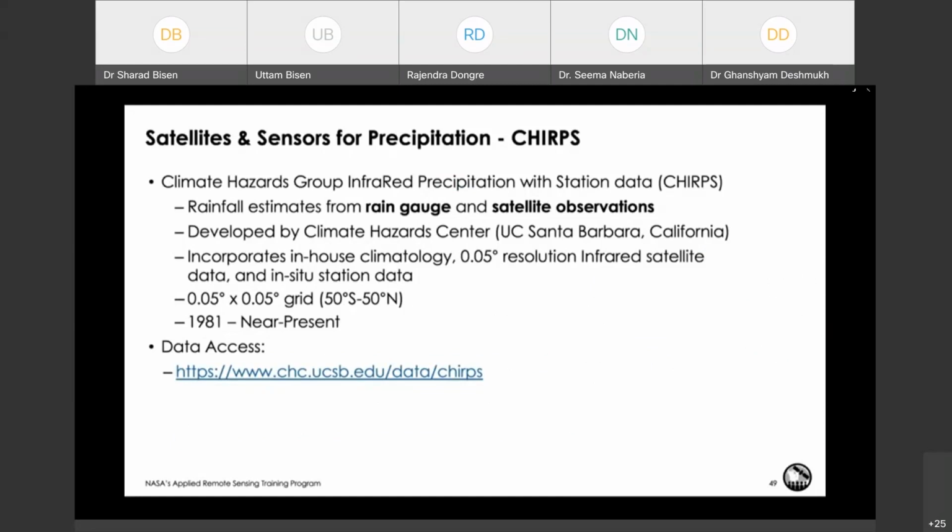The spatial resolution is 0.05 degrees from 50 degrees south latitude to 50 degrees north latitude, and rainfall estimates can be acquired from 1981 to the near present. Data can be accessed from the link at the bottom of the slide.